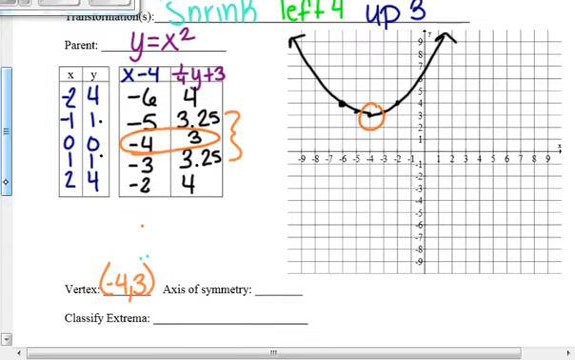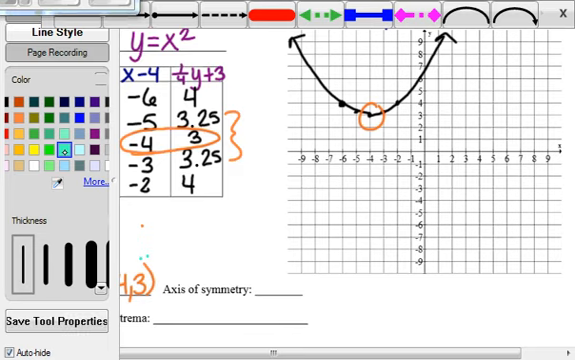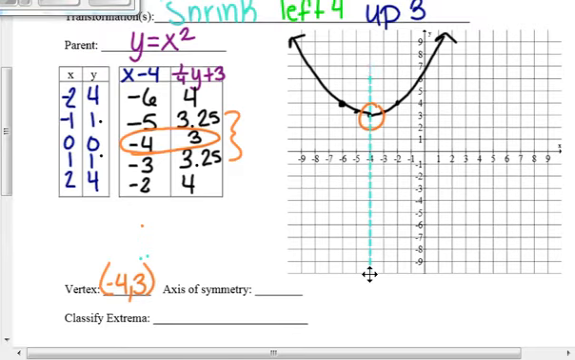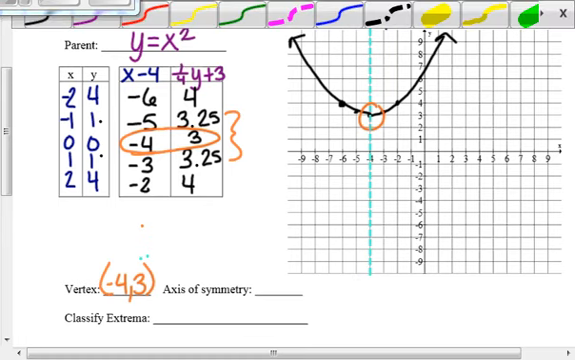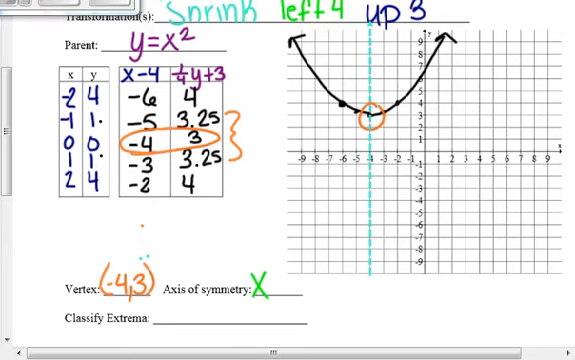Our axis of symmetry, if we take a line and draw it through the center of our quadratic function, we can get our axis of symmetry. Our axis of symmetry is always going to be whatever our x value is of our vertex, and it's x equals negative 4. The reason why we have to put an x equals in front of our negative 4 is because we're talking about a line. Our axis of symmetry is always a line, so it's x equals negative 4.